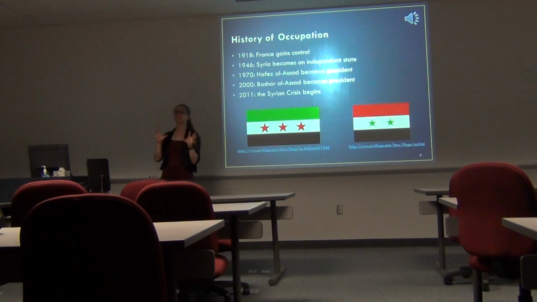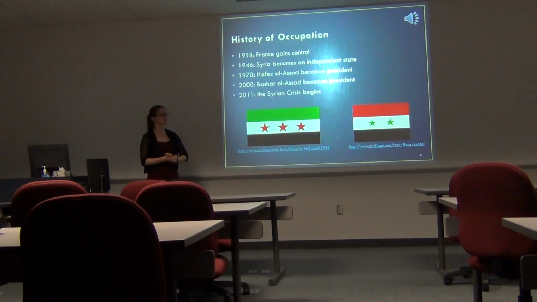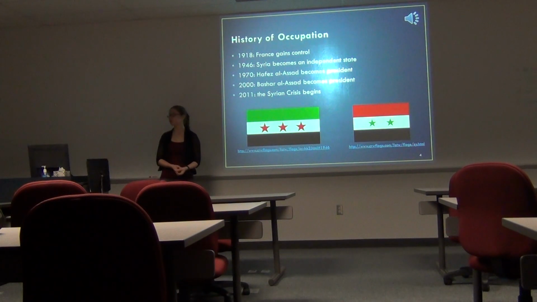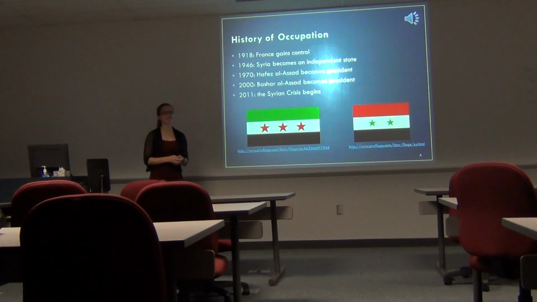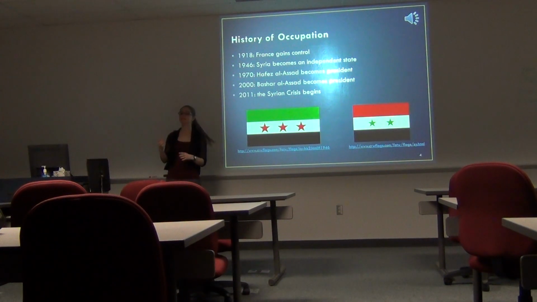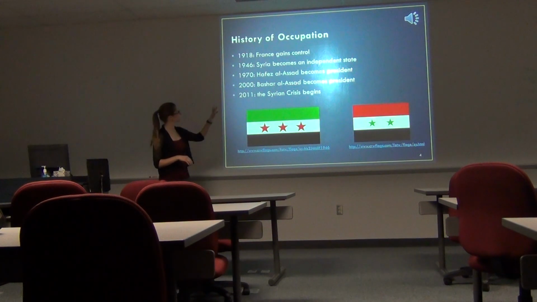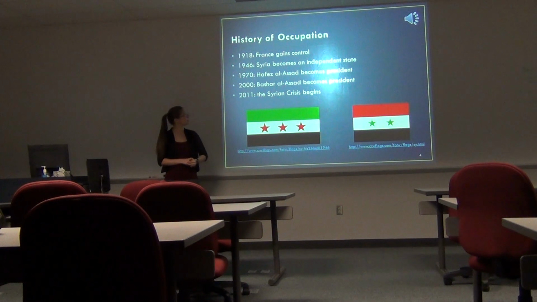In 1946, following World War II, Syria became an independent state through a series of coups. Between 1946 and 1970, there were many different leaders, a variety of people, but it's relatively unimportant when we're talking about the civil war. So skipping ahead to 1970, when Hafez al-Assad became president, it was through another series of bloodless coups this time.